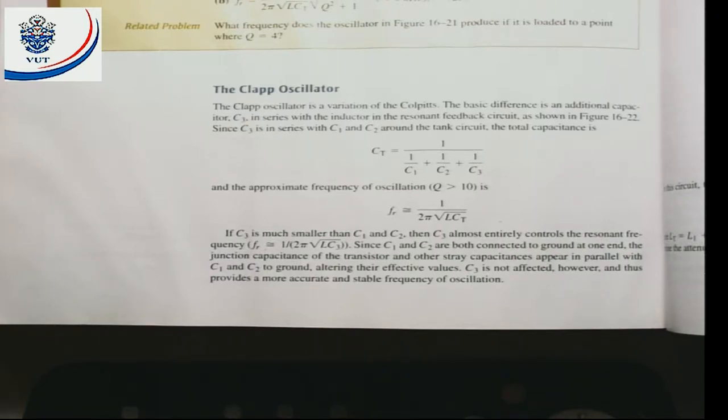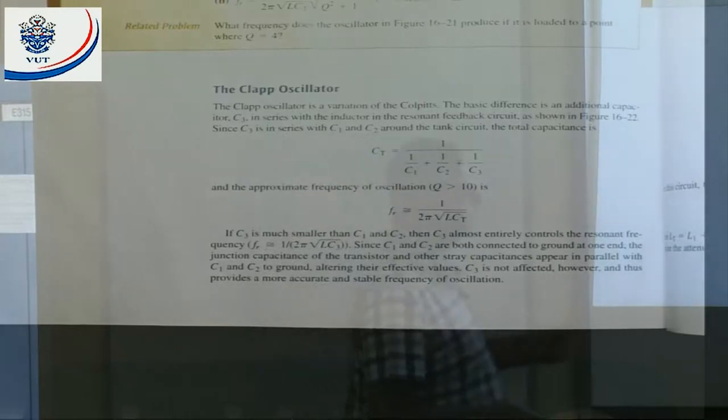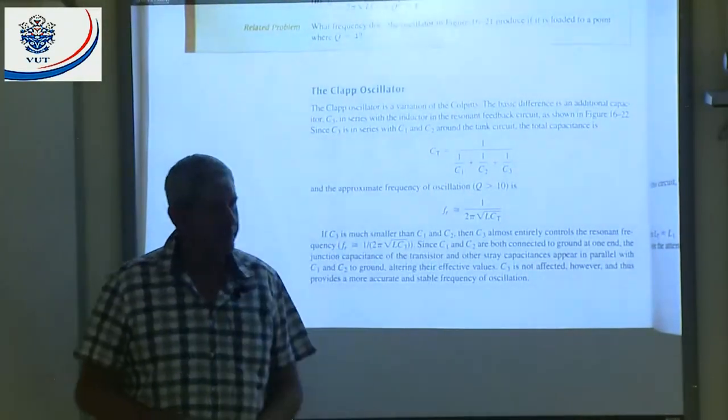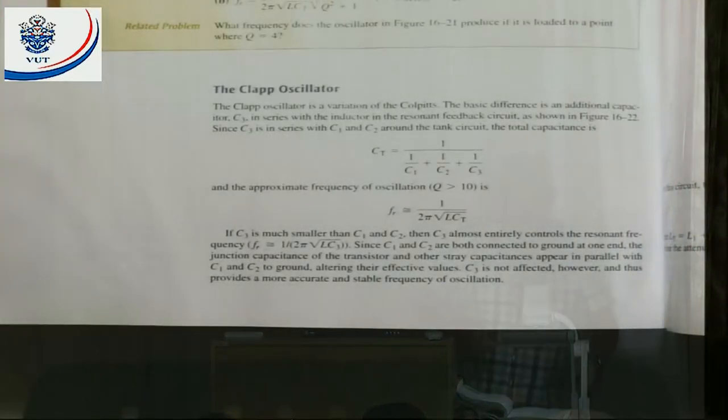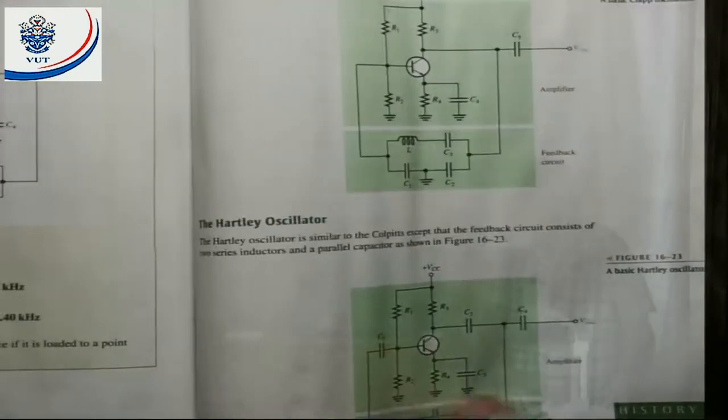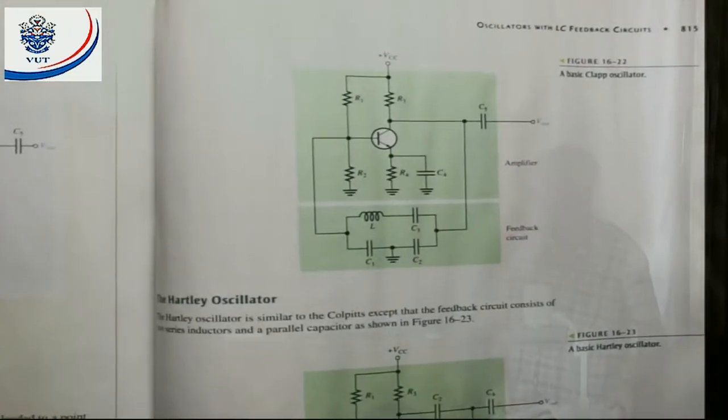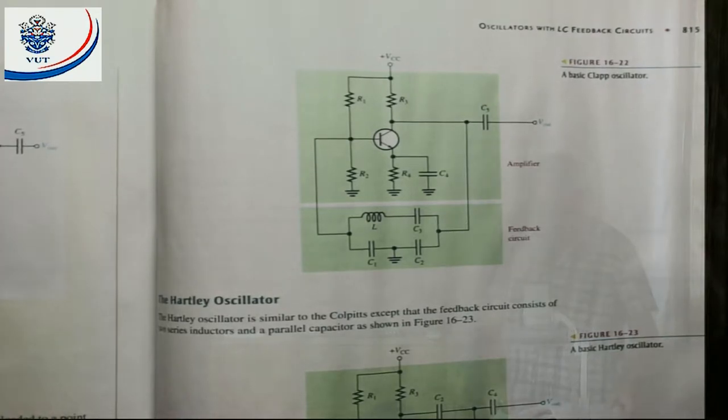That means this type of connection will give us a much more accurate and stable frequency. And the frequency will basically be determined by the value of C3. When you design a circuit like that, you will make C3 much smaller than C1 and C2. All right. Everybody with me? All right, there's your circuit diagram of the clap oscillator.